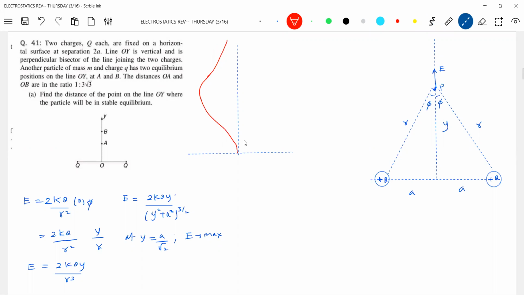So this is the point at which it will be maxima, and it need not be symmetric, am I right? So this value, we know it is maxima. Now it's telling another particle of mass m and a charge q has two equilibrium points on the line OY at A and B. The distances OA and OB are in the ratio.